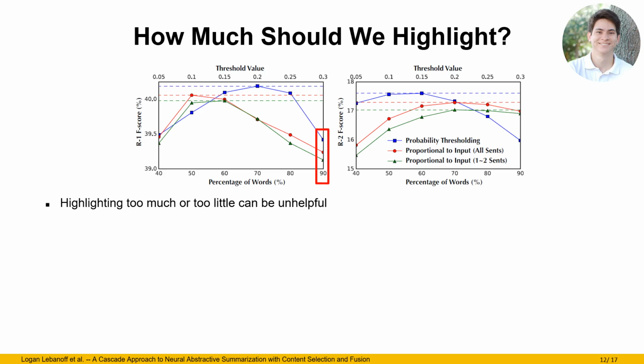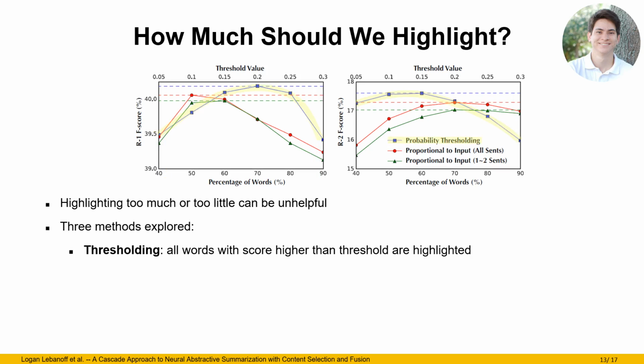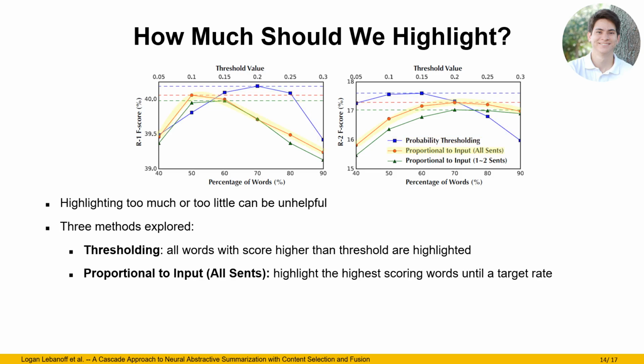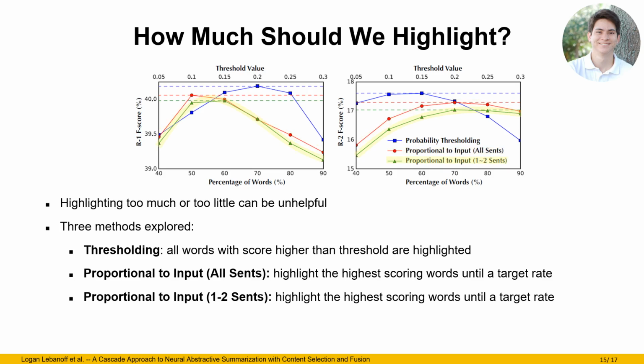And similarly, if we go to the other extreme and we highlight too little, then this is also unhelpful and yields lower Rouge scores. So what we want is somewhere in the middle, and we want to find out what that middle point is. So first we explored three different methods. The first is thresholding, where all the words with score higher than a given threshold are highlighted. Second, we looked at if we select a specific proportion of the input article. And next is something similar, where we select a specific proportion of just the input sentence or pair of sentences.